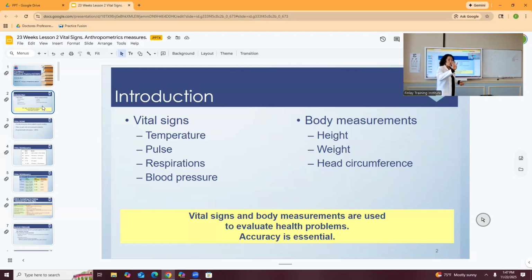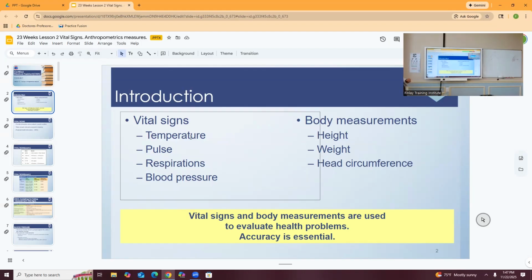But the vital signs are 4: temperature, pulse, respiration, and blood pressure. Anthropometric measurements include height and weight. And in pediatrics, in the infant and the child, we're going to use the head circumference. We're going to measure around the head of the kids. That's going to give us information about growth.